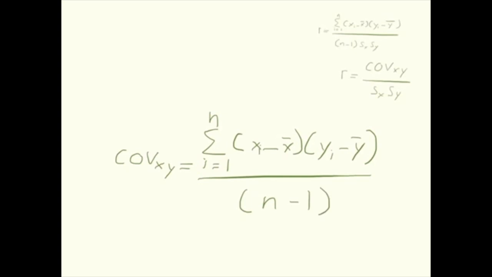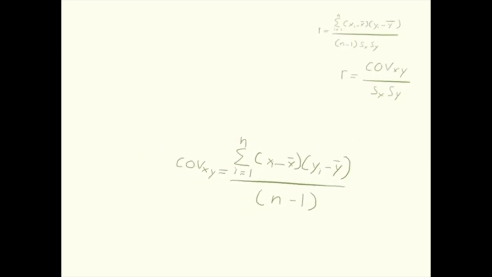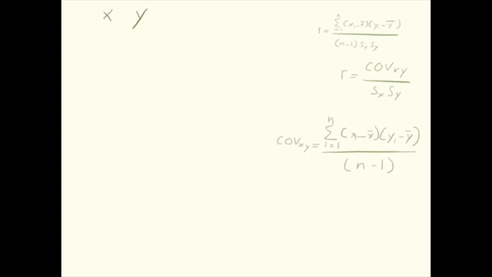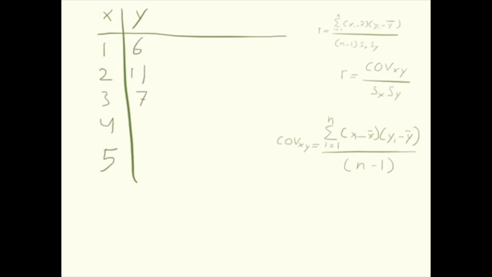The covariance of x and y is the sum of x minus mean x multiplied by y minus mean y, divided by n minus 1. We're going to calculate an example with a few data points. We're going to give x and y both 5 data points: 1, 2, 3, 4, 5, and 6, 11, 7, 8, and 13. And we're now going to calculate x minus mean x and y minus mean y.